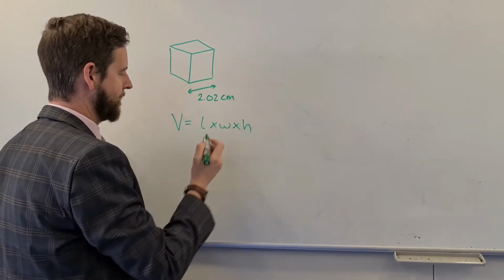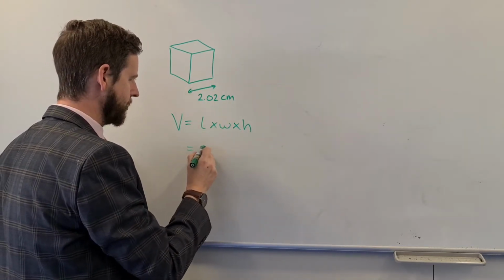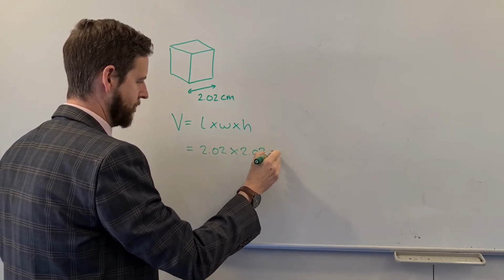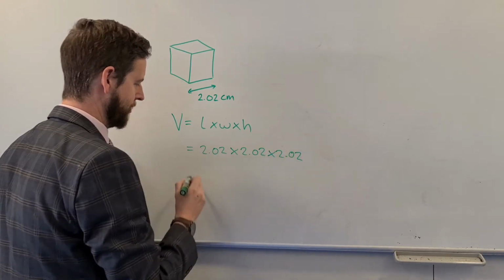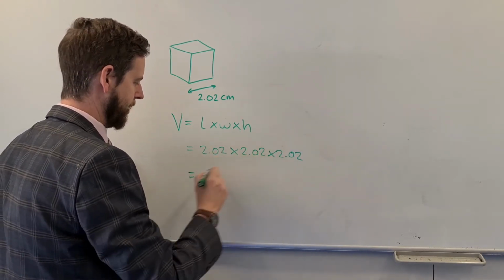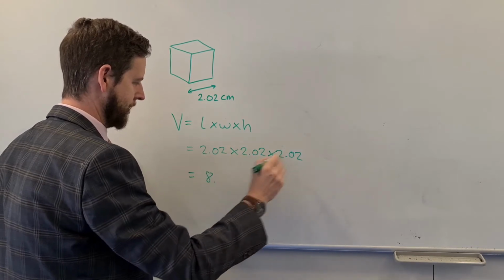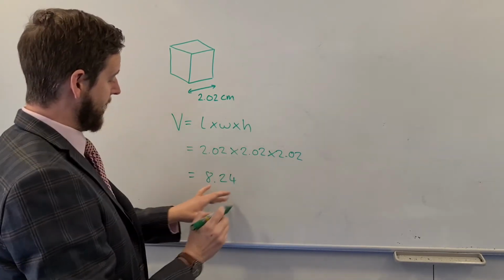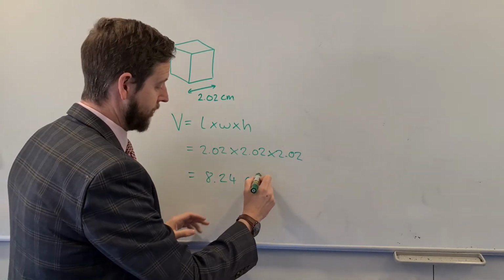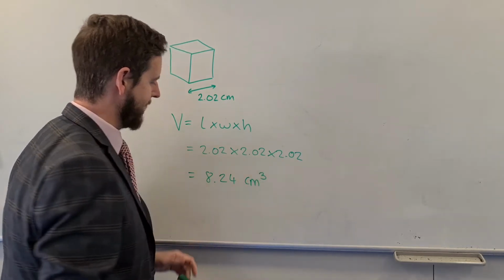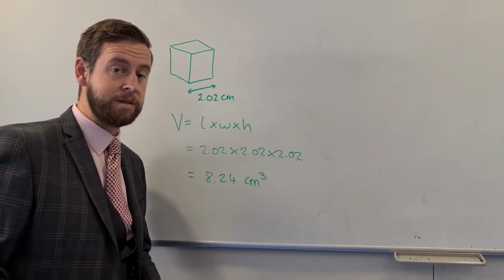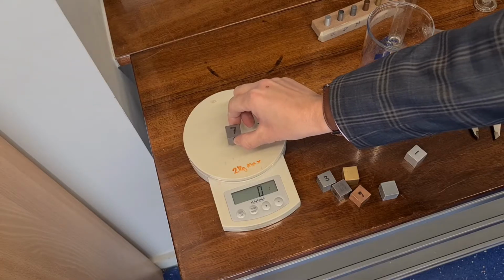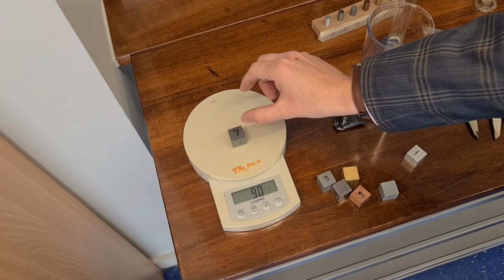And these are all going to be the same because it's a cube. So 2.02 times 2.02 times 2.02. That would give us 8.2401. But the important thing is we don't have to include all of those numbers. Let's just round it up and we get to 8.24 centimeters cubed. That's the volume. Now the next thing we need to find is the mass. So the mass is 90 grams.